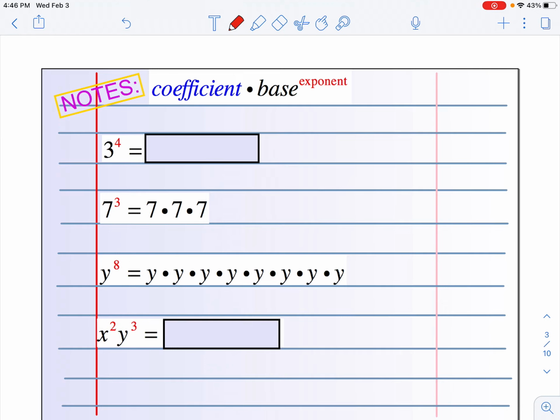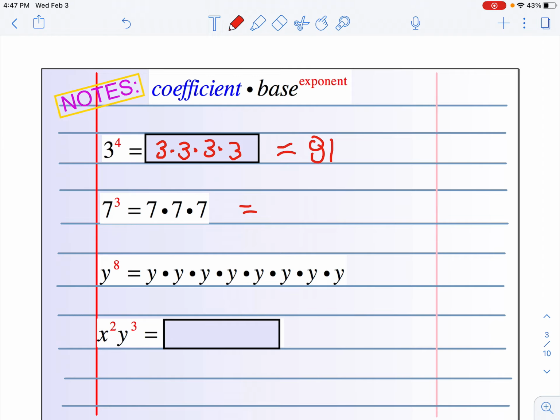If you have 3 to the 4th power, what we're really representing there is 3 times 3 times 3 times 3. And if you wanted an actual value for that, that would be 81. Okay, 7 times 7 times 7, that's 7 to the 3rd power. And of course, you could use your calculator to get a value for that. But what I'm really trying to show you here is what 3 to the 4th power means and looks like, what 7 to the 3rd power means and looks like.